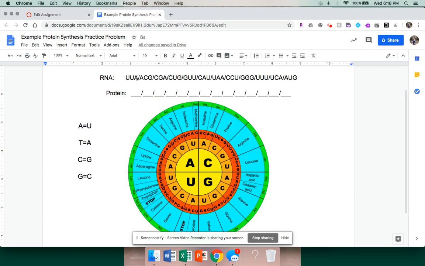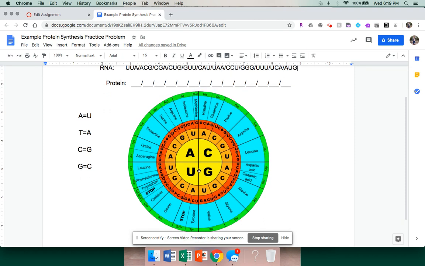Our very first RNA codon is UUA. So you start from the center on yellow, and you find the first letter, U. You then work your way from the center out. So our second letter was U, so we're going to go from yellow to orange, U, U. And then our third letter in the codon is A, so we're going to go to red, U, U, A. That leads us to leucine, which I see is abbreviated LEU. So I'm going to type in LEU for the protein.